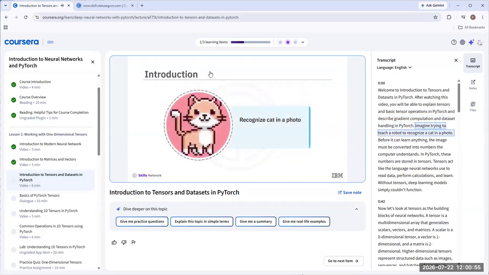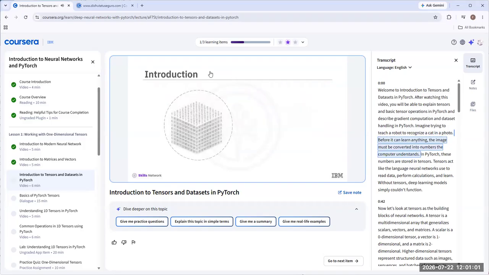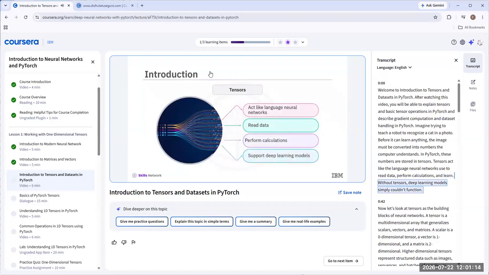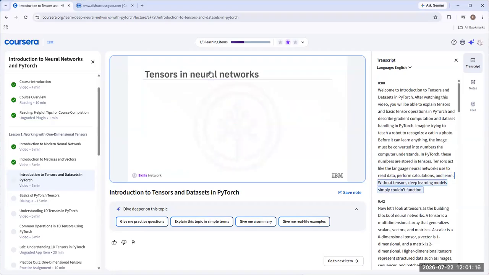Imagine trying to teach a robot to recognize a cat in a photo. Before it can learn anything, the image must be converted into numbers the computer understands. In PyTorch, these numbers are stored in tensors. Tensors act like the language neural networks use to read data, perform calculations, and learn. Without tensors, deep learning models simply couldn't function.